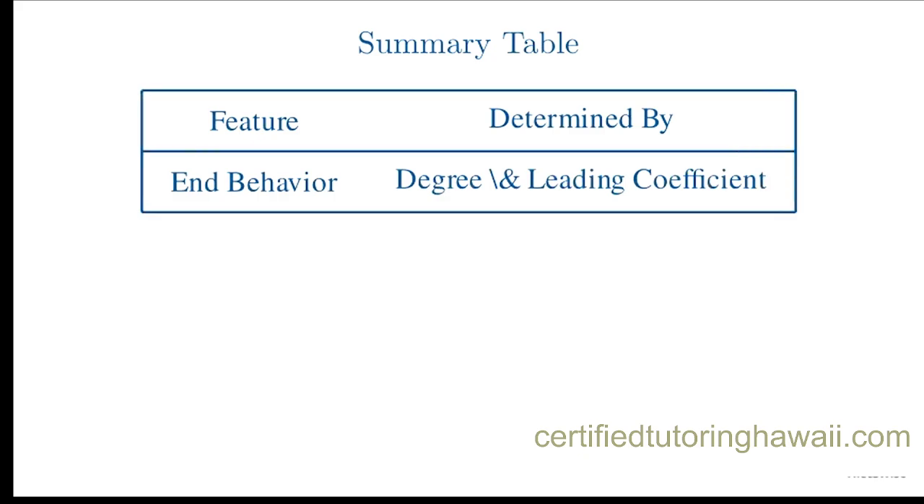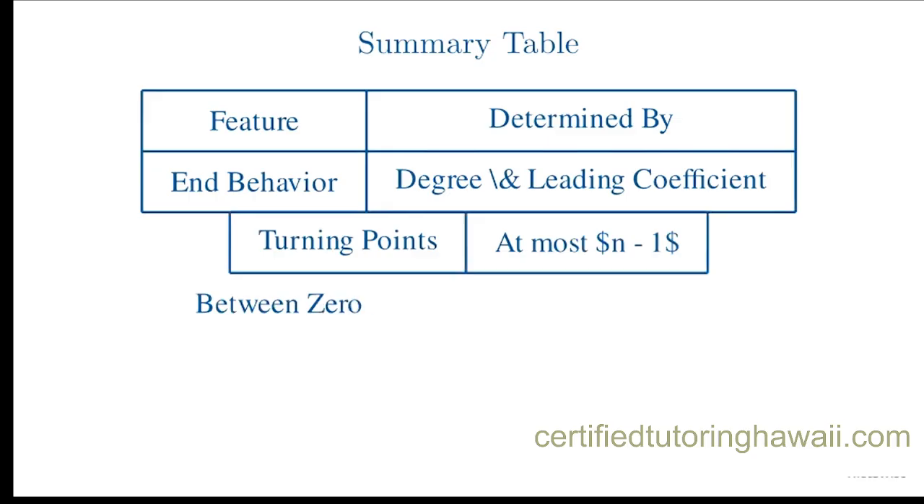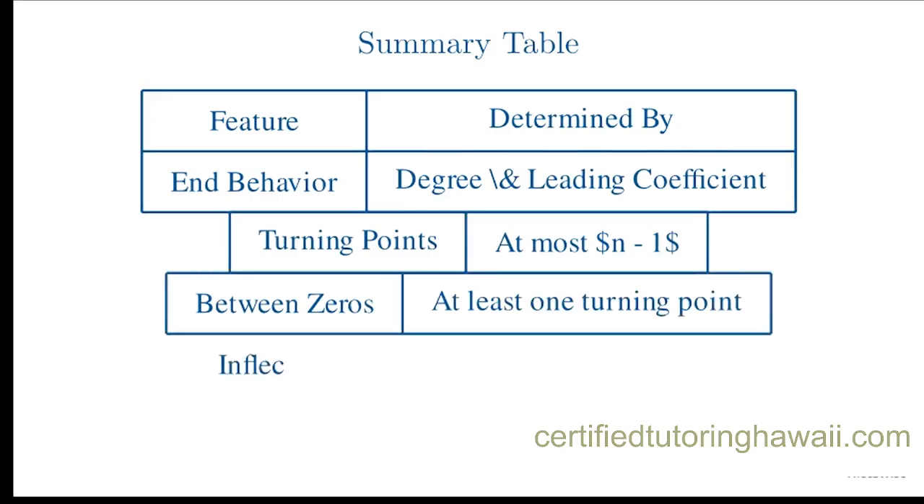Let's summarize the key features we've covered today. Understanding how to find these features is essential for analyzing and sketching the graph of any polynomial function. Here's a quick summary table. First, the end behavior, which tells us the direction of the ends of the graph, is determined by the polynomial's degree and leading coefficient. Second, the number of turning points, or local extrema, is at most n-1, where n is the degree. Third, the property that between any two real zeros, there must be at least one turning point. Finally, inflection points are the locations where a polynomial's concavity changes. These are points of special significance.